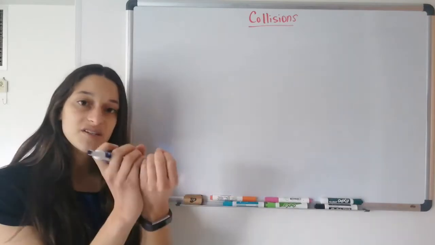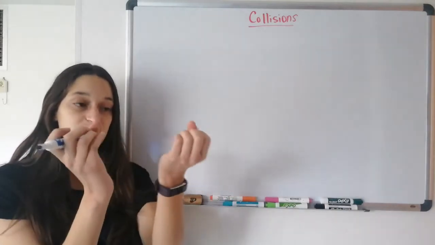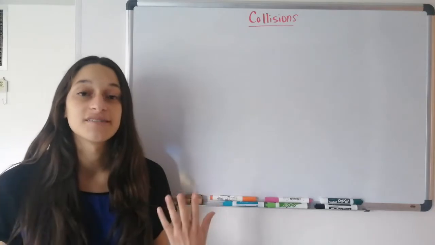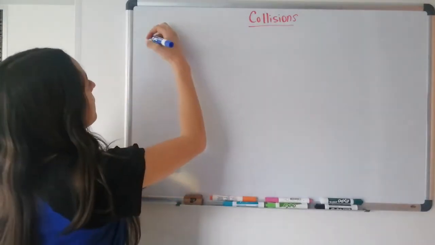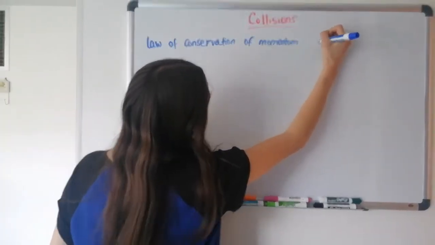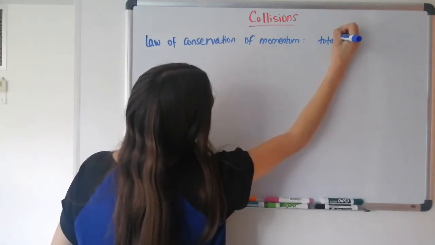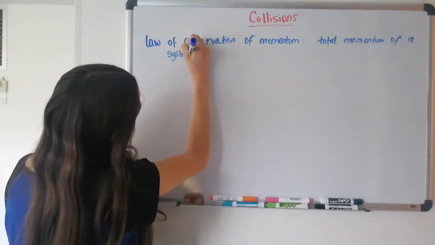If we're looking at two objects colliding, the sum of the momentum of both objects will always stay constant. So let me write that down. The law of conservation of momentum, total momentum of a system, is always conserved.